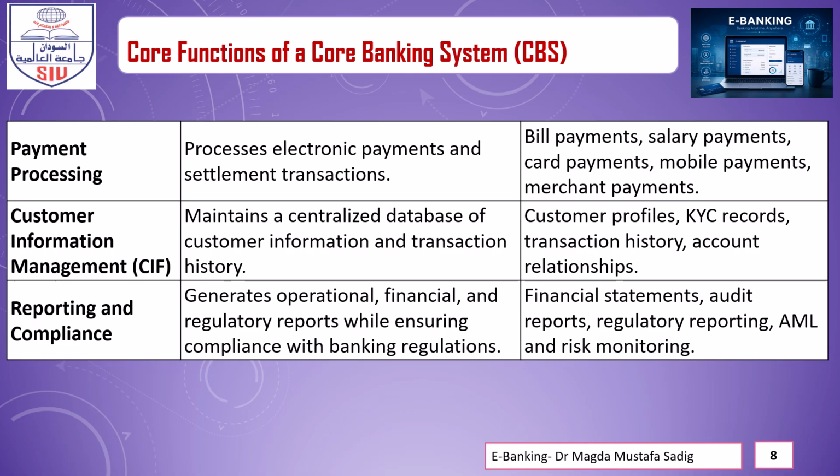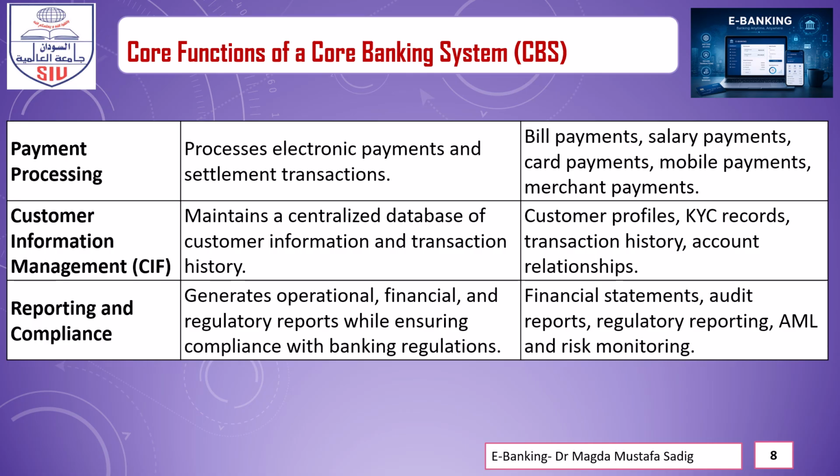The fifth function is payment processing. Modern customers use many different payment methods every day. For example, they pay electricity bills, water bills, school fees, mobile phone bills, online shopping purchases, salaries, and merchant payments. The core banking system processes all these payments electronically. When you pay a utility bill through internet banking, the system immediately verifies your account balance, deducts the payment amount, updates your accounting records, and transfers the money to the service provider. Everything happens automatically within a few seconds.